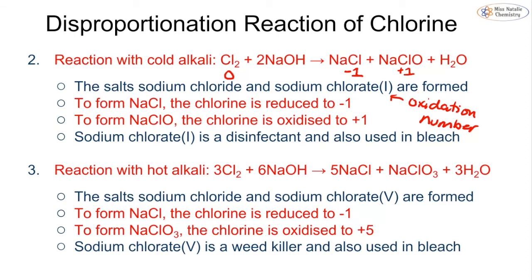Now, when we react it with hot alkali, you can see that we make a slightly different compound where we still make the NaCl, but this time we make sodium chlorate(V) or NaClO3. So in terms of the oxidation numbers, chlorine gas is 0. The NaCl hasn't changed, that's still -1, but when it's NaClO3, we have an oxidation number of +5. So again, chlorine being oxidized and reduced, but depending on whether it's cold or hot alkali, you will make two separate products. And sodium chlorate(V) is a weed killer, but it can also be found in bleach.